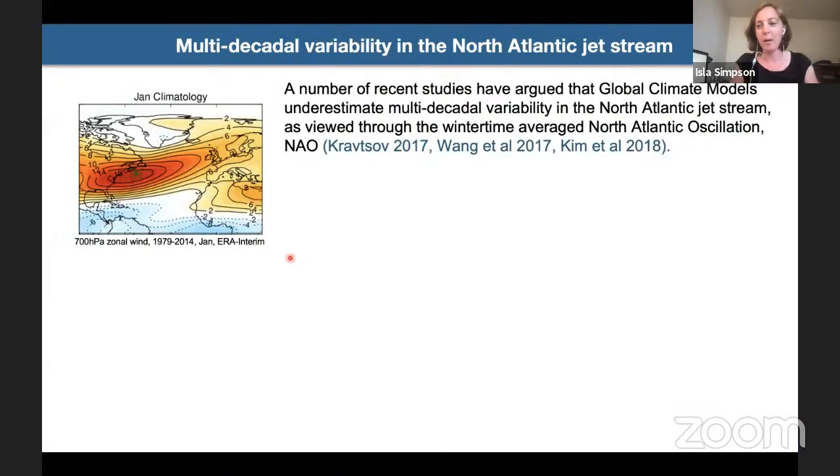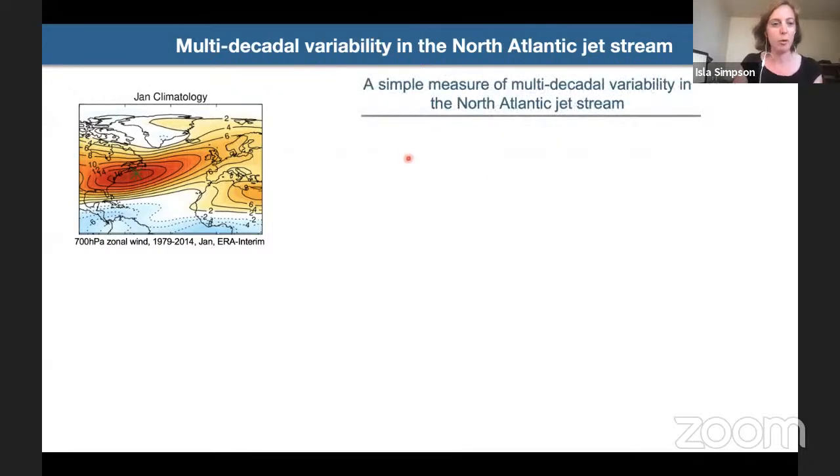So there have been a number of studies that have argued that our global climate models tend to underestimate multi-decadal variability in the North Atlantic jet stream. And each of these studies argued that by looking at the wintertime average NAO. And I'm going to make the same argument here, just with a slightly different metric, a more general metric.